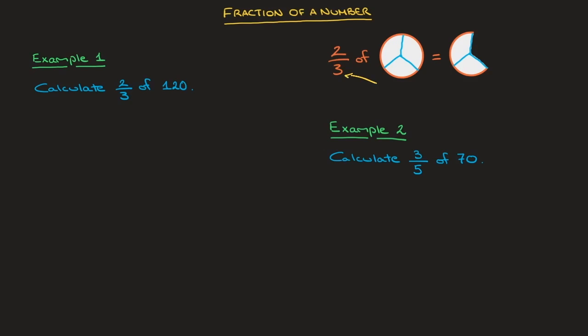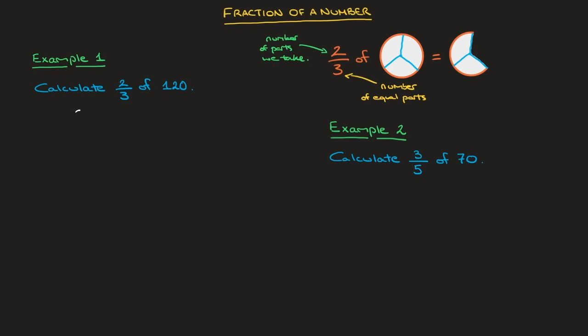The denominator, 3, tells us how many pieces we need to split our cake into. In other words, it tells us the number of equal parts we need to split the cake into. So I'll just say number of equal parts. The numerator, on the other hand, tells us how many parts we actually take. So I'll just write number of parts we take. Done.